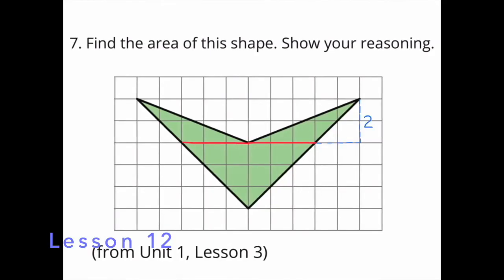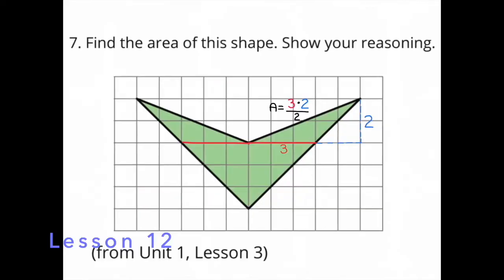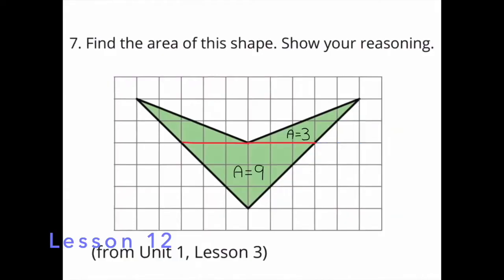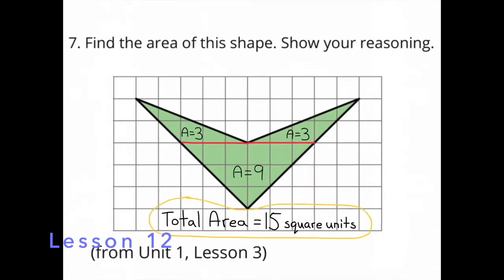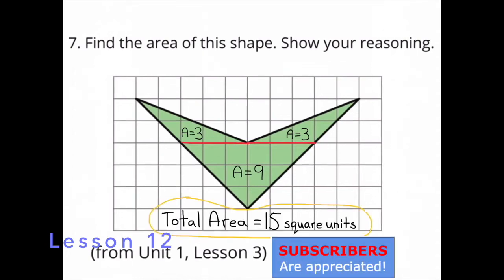The two triangles on the top are identical. The height is 2 and the base is 3. 3 times 2 is 6, and half of 6 is 3. The area of each of these smaller triangles on top is 3 units squared. 9 plus 3 plus 3 is 15, so the total area of this shape is 15 square units.